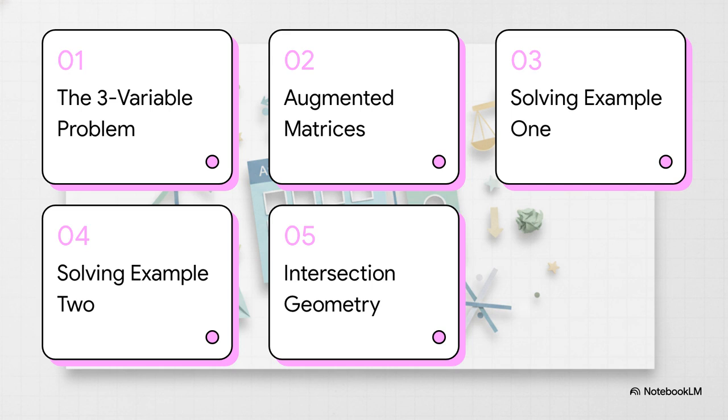So here's our roadmap for this explainer. First up, the three-variable problem. Second, introducing augmented matrices. Third, solving example 1. Fourth, solving example 2. And finally, the geometry of intersections.